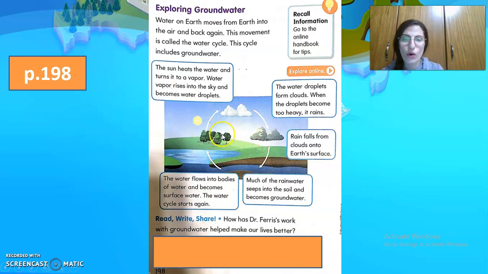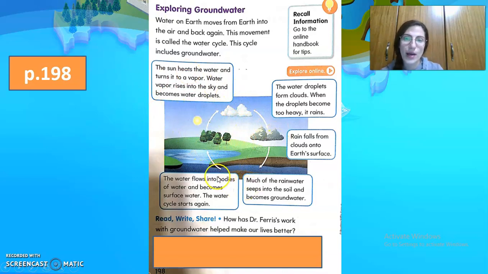The sun heats the water and turns it into vapor. The water vapor rises into the sky and becomes water droplets. The water droplets come next to each other and form a cloud. When the cloud becomes too heavy, it starts to rain. The rain falls from the clouds onto Earth's surface, and what happens? The water seeps into the soil. It goes into the soil and becomes groundwater. Then the groundwater flows into bodies of water and becomes surface water, such as the rivers and the lakes and the ponds. And the water cycle starts all over again.